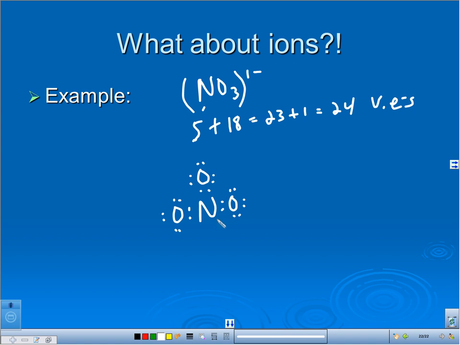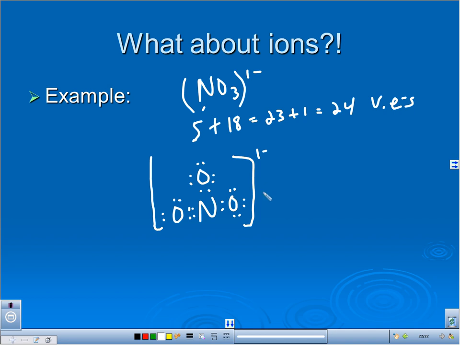The problem is nitrogen does not have 8. So that means I'm going to have to add a double bond somewhere. I'm going to pick right here. When I do that, I can erase these 2 electrons. Now every atom has 8, and you have 1 minus charge. This would be a case which would show resonance.